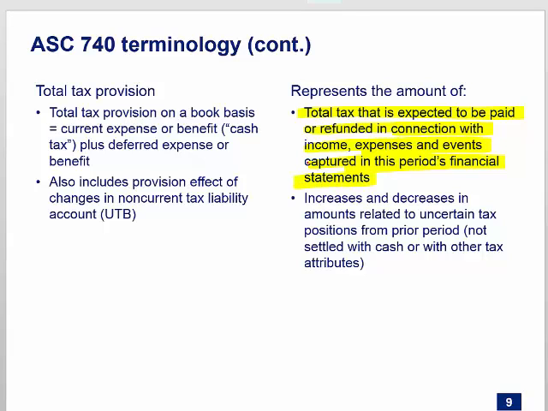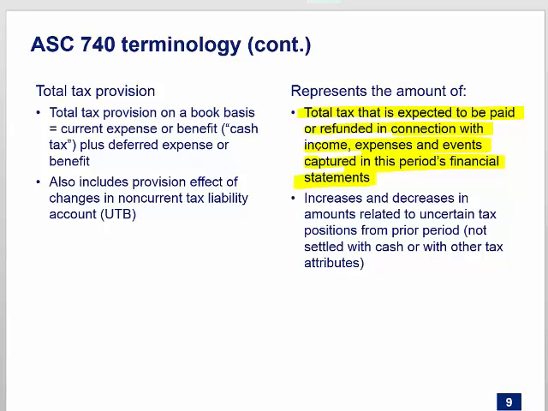So if you think of an income statement and you think of PBT, you say, well, how much tax am I ever going to pay with respect to that PBT? And that can include this year, and it can also include future years to the extent it relates to this year's PBT. And that gets back to that matching concept. We're trying to book a tax expense that matches with the pre-tax income for a given period.